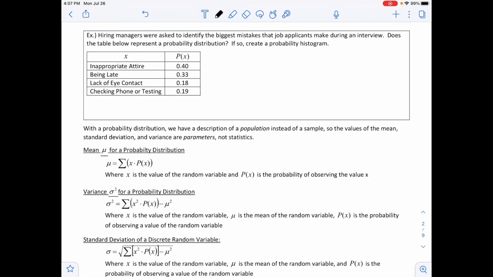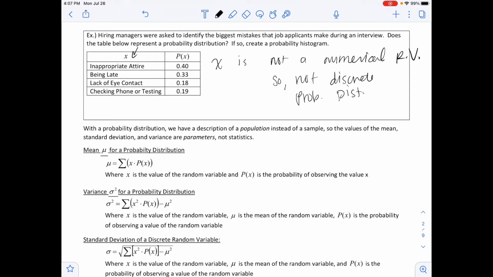Looking at this, your first requirement is that x, your random variable, has to be numerical. If you look at your values for x, you'll notice that x is not a numerical random variable. And so it is not a discrete probability distribution.